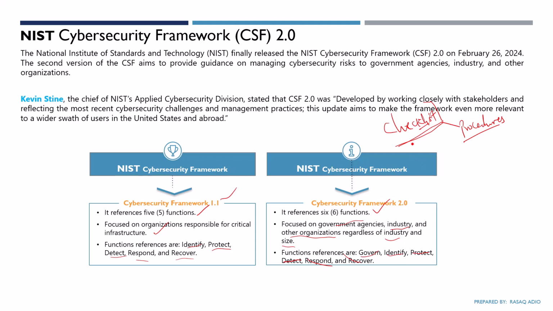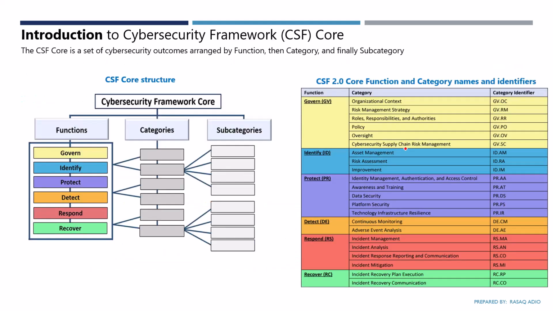So let's move on. Here we are talking about the introduction to the Cybersecurity Framework CSF Core. That is the core functions of this CSF. What are the core functions? As we said, the CSF core is a set of cybersecurity outcomes arranged by functions, then by categories, and finally by subcategories. That is, each category has subcategories that show what needs to be done under each category. But as we have said, no testing procedures are stated in these documents.